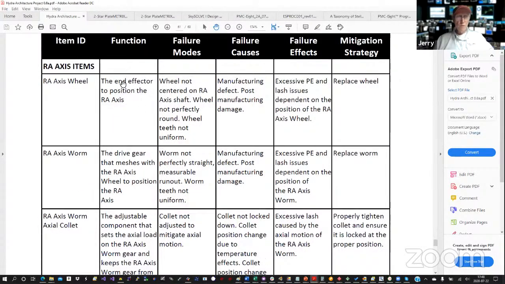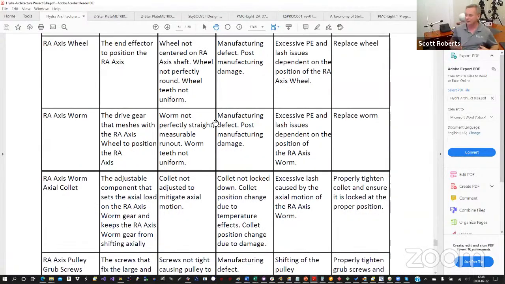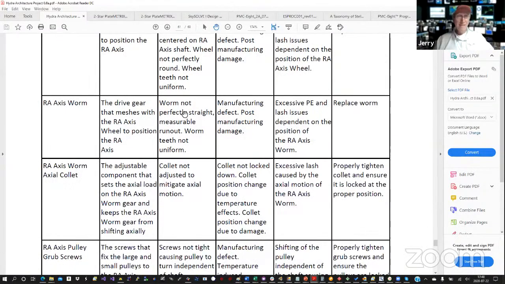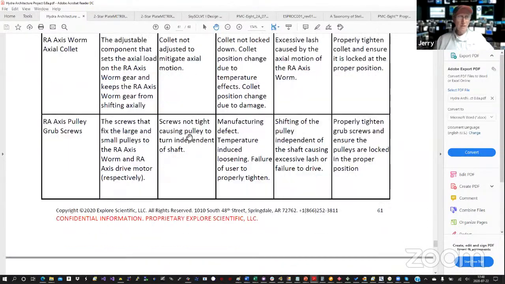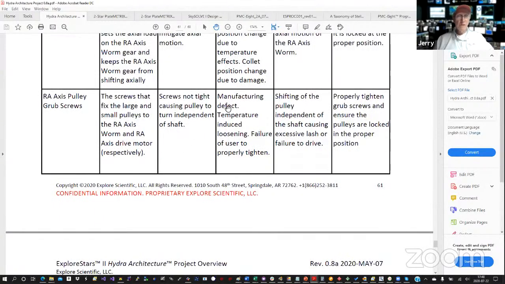I get a little technical with my language here. End effector is kind of a fancy term. I got a T-shirt that says end effector. Yeah, end effector, right? That's right. Let me go to a good one here. Everybody say this is a good one.